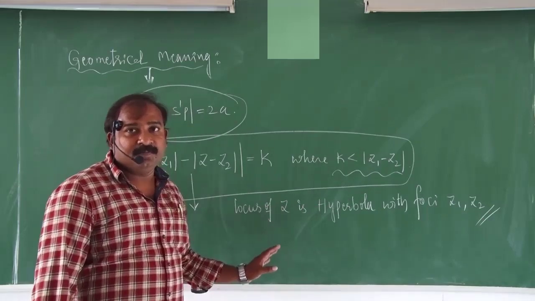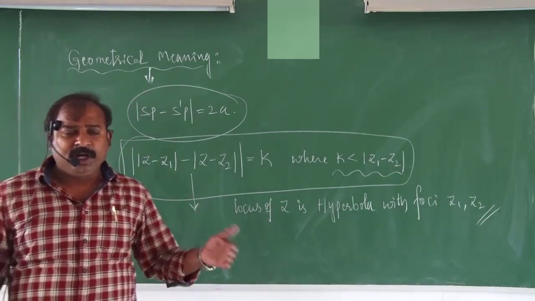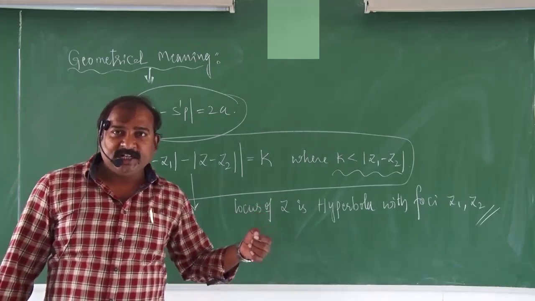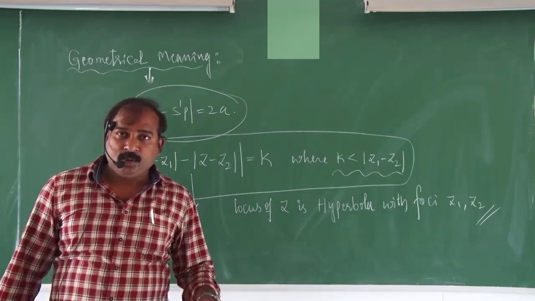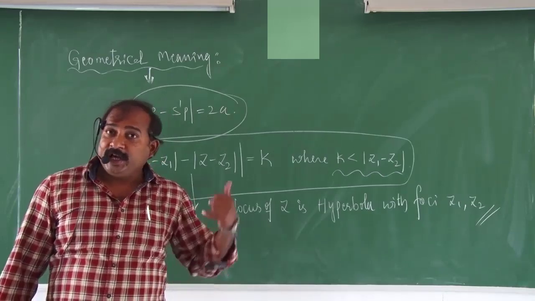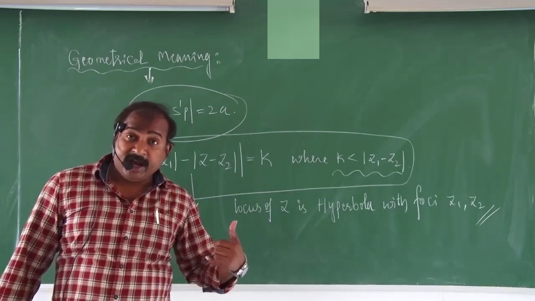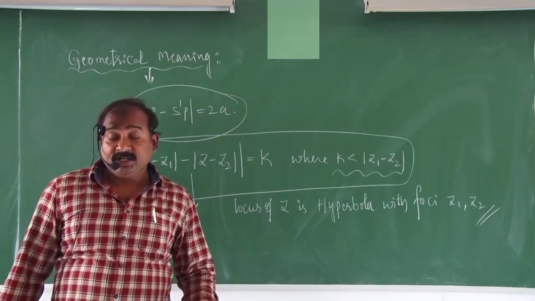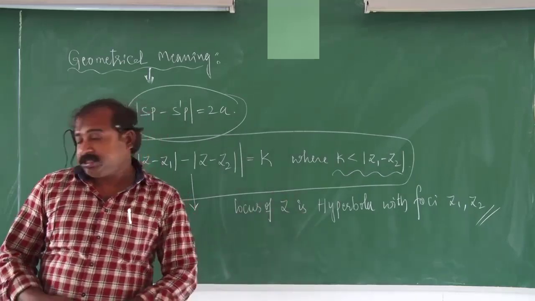Okay, so I hope that it is also clear. Simple logic: SP plus S dash P equal to a constant is the ellipse equation, and SP minus S dash P equal to a constant is the hyperbola equation. In the ellipse 2A is greater than SS dash, and in the hyperbola 2A is less than SS dash. Based on that, these are the equations. Next.